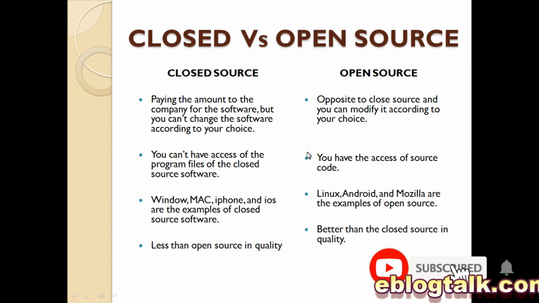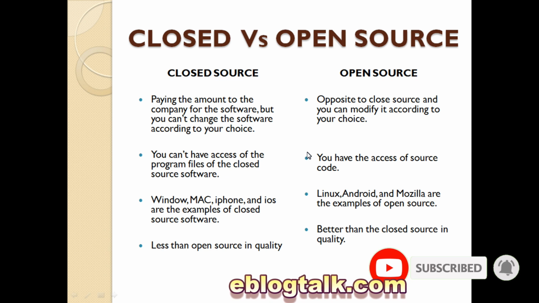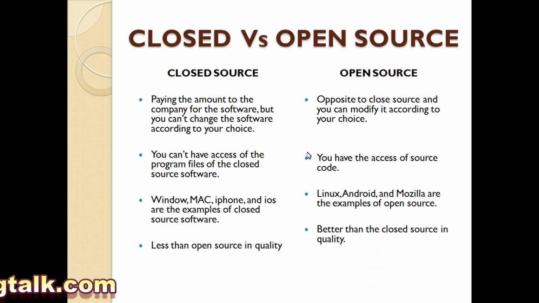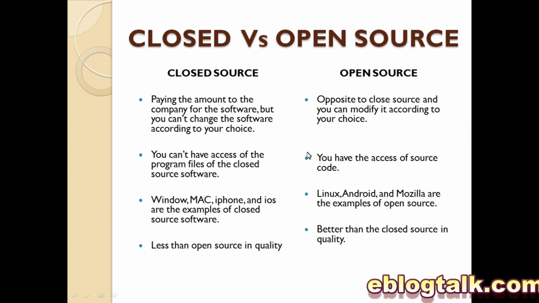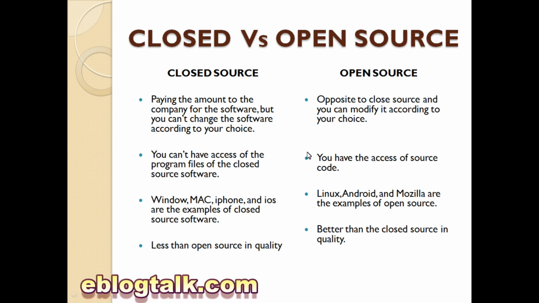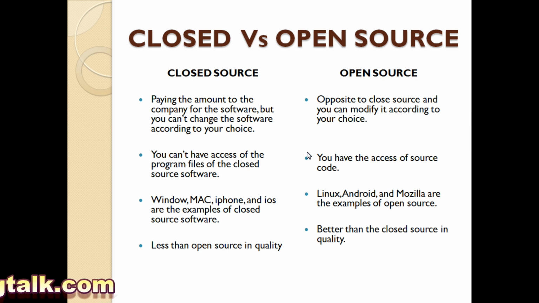Let's start with closed source. You pay the company for the software, but you can't have access to change or modify it according to your requirement. Then it is called closed source. Whereas open source is just the opposite. In this, you can modify its program according to your requirement.